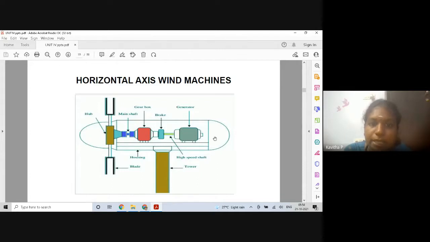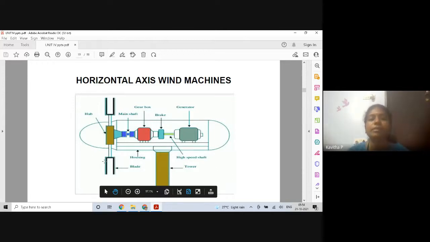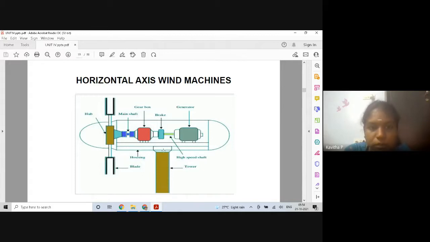So these are the types of changes which can be made in the wind blades so that the wind turbine always faces the direction of the wind. And that is why this is called a horizontal axis wind machine, because mechanical energy is horizontally transferred to the gearbox through this main shaft, and from the gearbox it is transferred to the generator through the high speed shaft. Since it is a horizontal movement, it is termed a horizontal axis wind machine.